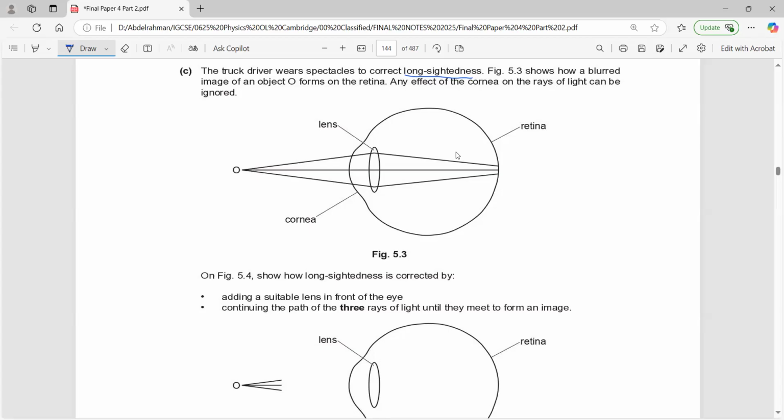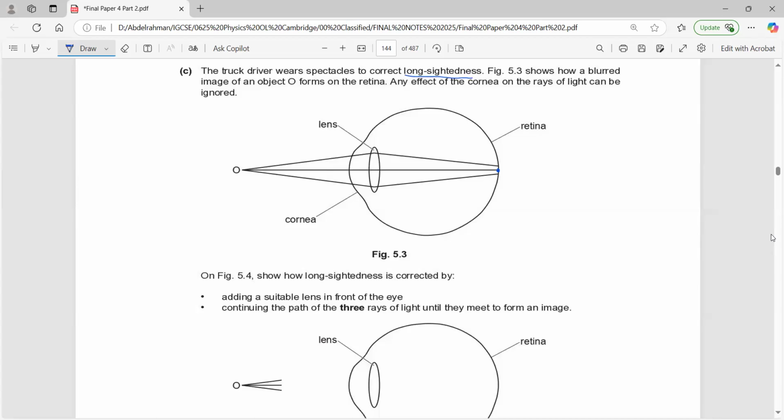The bent, refracted rays must meet where? Must meet on the retina. How can these rays meet on the retina? If you have long-sightedness and you need to correct it, how can I correct it? Using one of the two lenses. It's either using a convex lens or a concave lens.